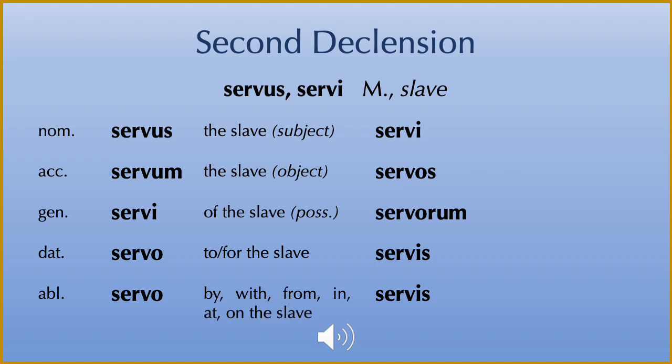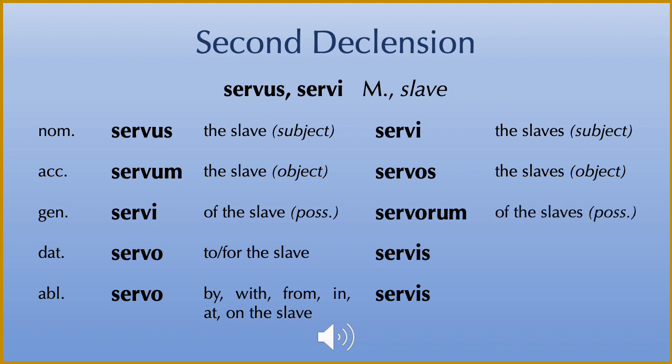In the plural, servi means the slaves, subject. Servos means the slaves, object, and is found after prepositions. The genitive, servorum, means of the slaves and shows possession. The dative, servis, means to or for the slaves and shows the indirect object. And the ablative, servis, is used after prepositions or means by, with, from, in, at, or on the slaves.